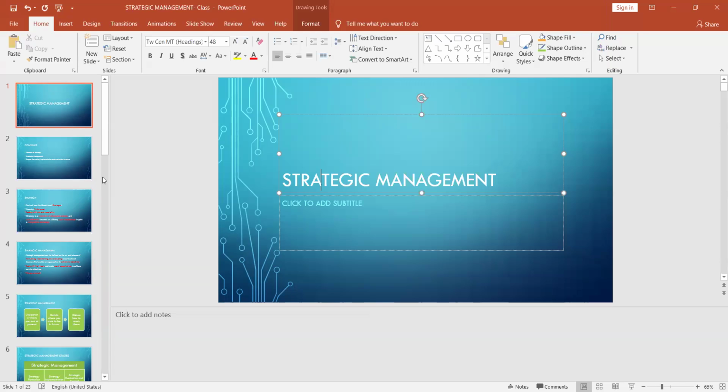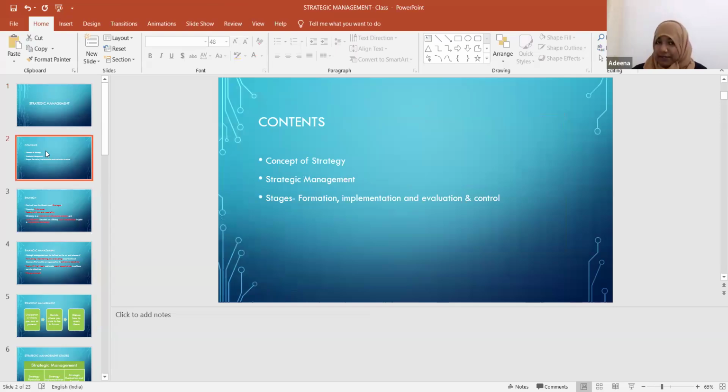So, welcome all. Today we are going to discuss strategic management. Strategic management is a very interesting subject. It's very vast, but it's very interesting. We'll see the session in two parts. All right. So today we are going to look into the concept of strategy, strategic management, and the stages. We'll see formation. All right.